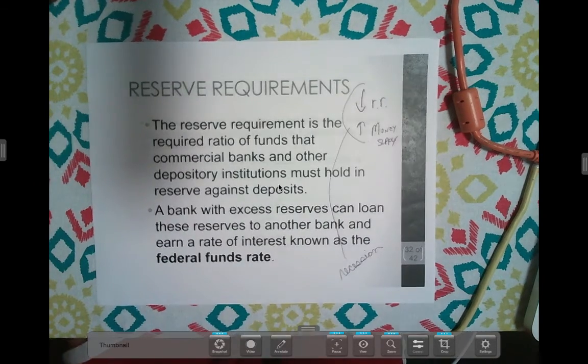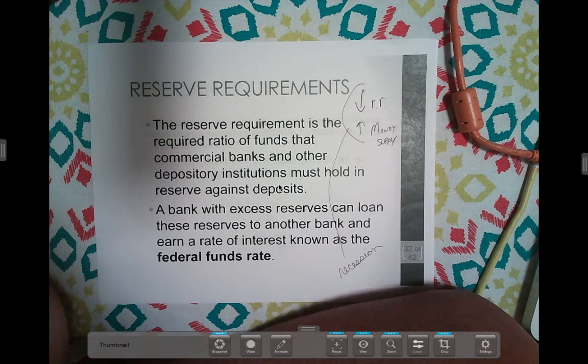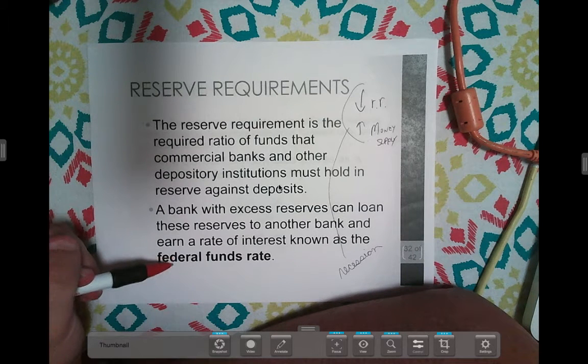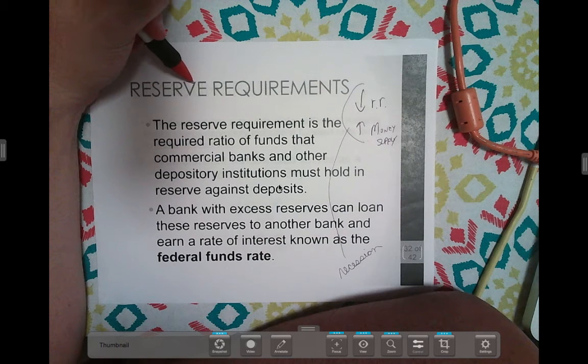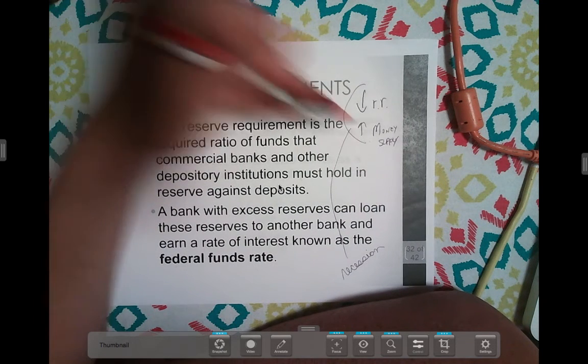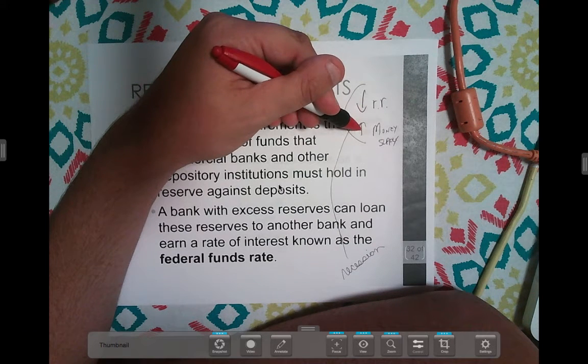So let's talk about the reserve requirement. The reserve requirement is, again, what the Federal Reserve says that banks have to minimally set aside. Well, when banks have excess reserves, they can lend that money to other banks. That interest rate is known as the federal funds rate. As the Federal Reserve Bank adjusts the reserve, let's say it lowers the required reserve ratio, then banks can lend out more money. That increases the money supply.